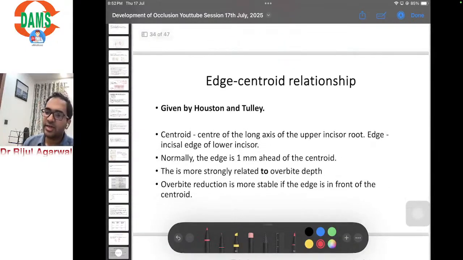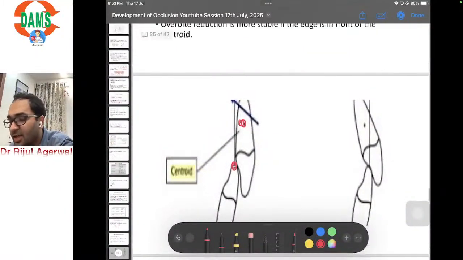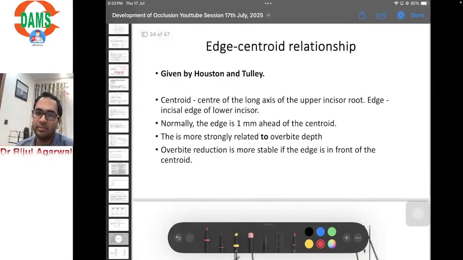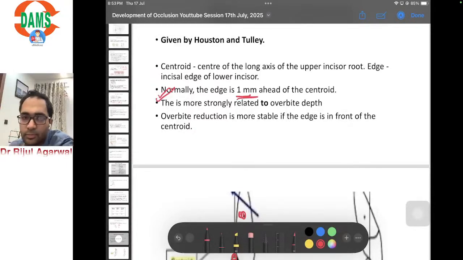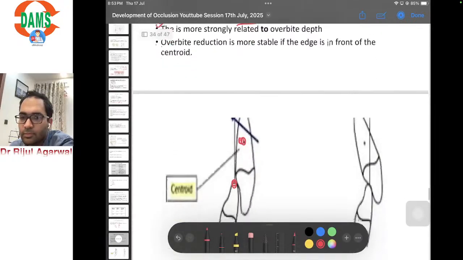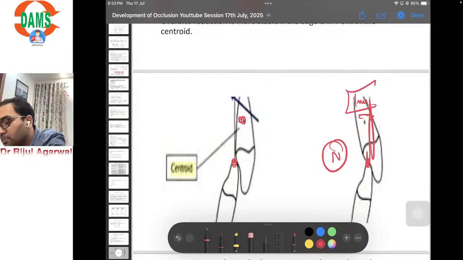Next is the H-centroid relationship. It was given by Houston and Tulley. First of all, where is the centroid and what is H? The centroid is located in the center of the long axis of the upper incisor root, and the edge is the incisor edge of the lower incisor. Normally the edge is ahead of the centroid by 1 mm. See, in normal condition the edge is ahead of the centroid by 1 mm.